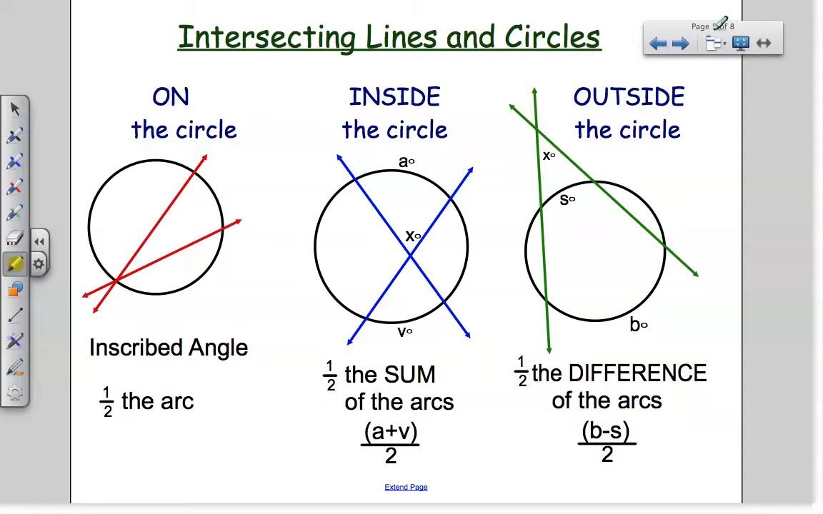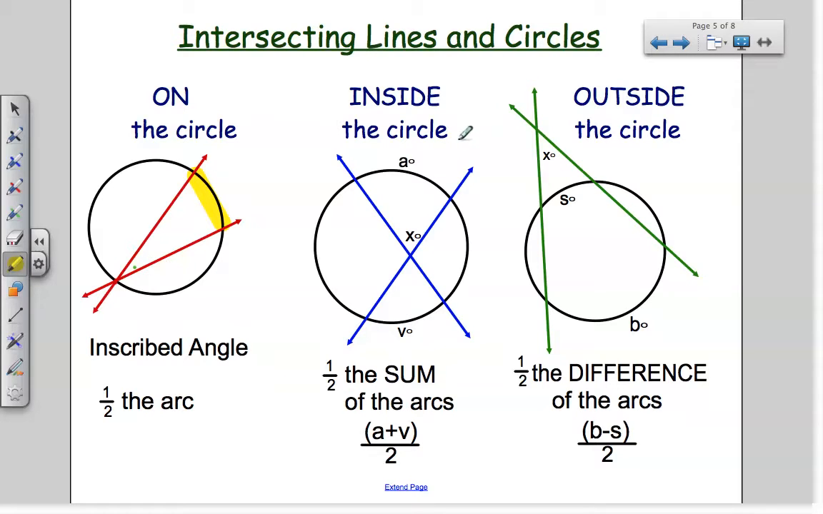And here's the big stuff for today. Intersecting lines and circles. Now this is what we've already talked about. If two lines happen to intersect right on the circle, as these do here, you have an inscribed angle. And we've talked about inscribed angles. Their measure is half of the arc. You know that this angle measure right here would be half of whatever this intercepted arc measure is. If this was 40 degrees, this would be 20 degrees. If this was 15, this would be 30.